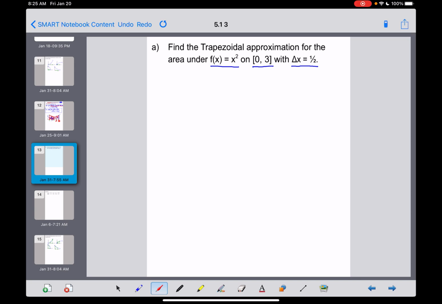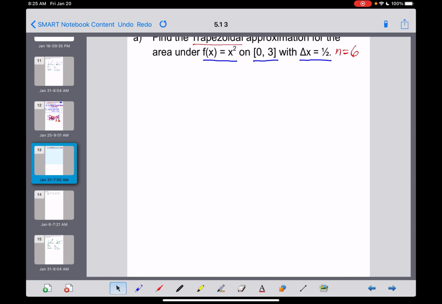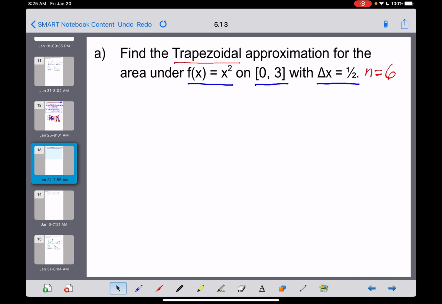With the same overall width of 0 to 3 and the same delta x of 1/2, we're still dealing with an n value of 6. Now, heretofore, I've always said that means we're going to make 6 rectangles. Now, it means we're going to make 6 trapezoids. But I'm hoping by this point, guys, you're starting to feel a little more comfortable with what we're doing.